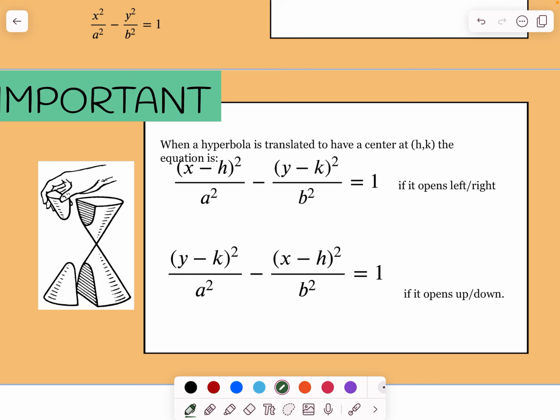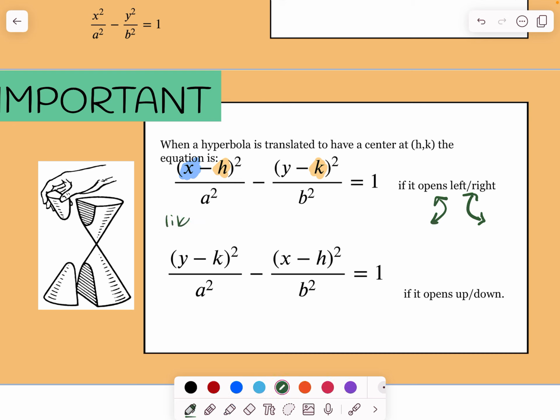Just like the circle, you can imagine that our center is going to be there. It's a little different though. The center h comma k happens if the x is first, like we're used to, right? It's our h comma k. If it opens left or right, the x is first and the center looks just like we thought, just like the circle.